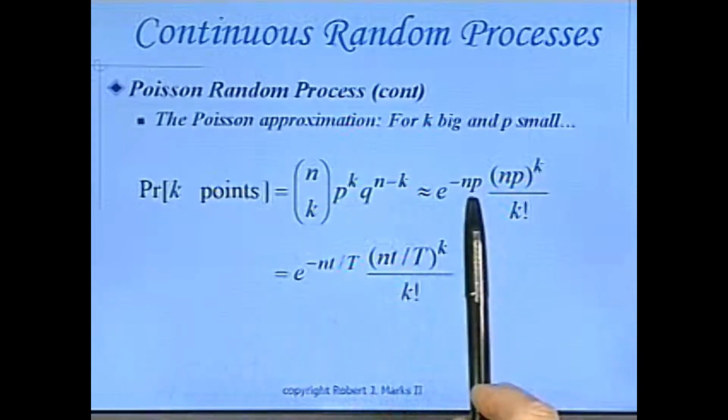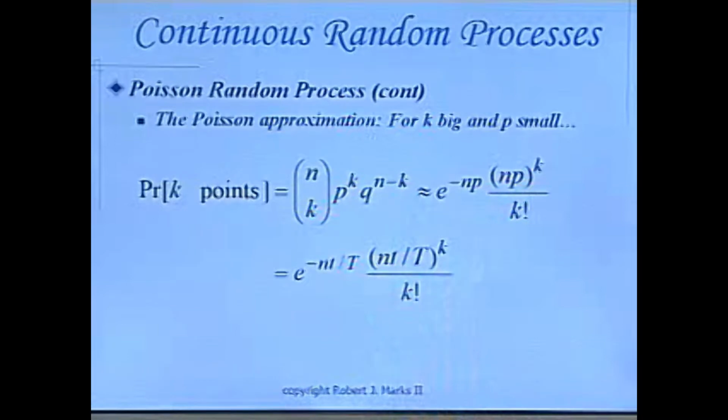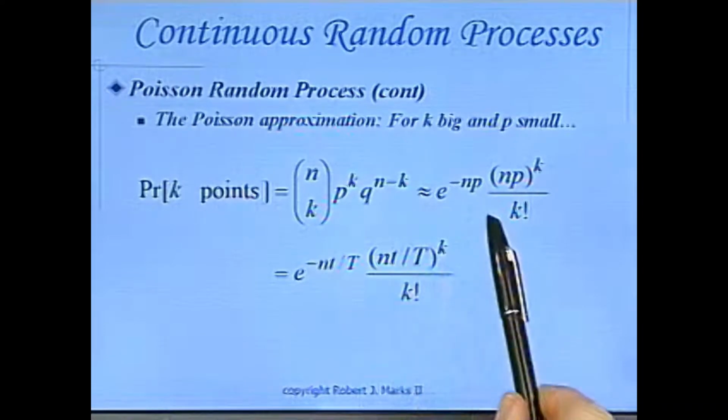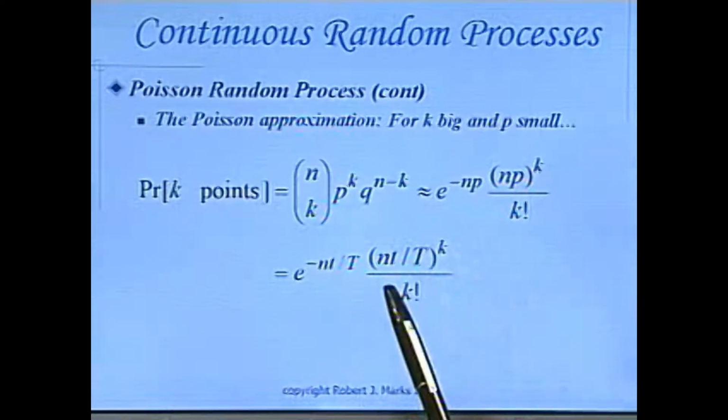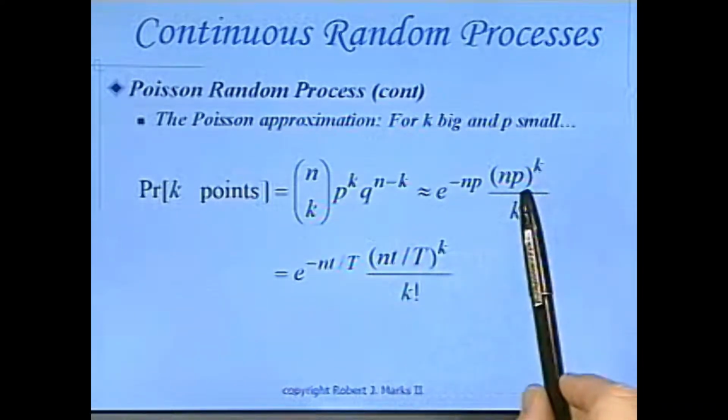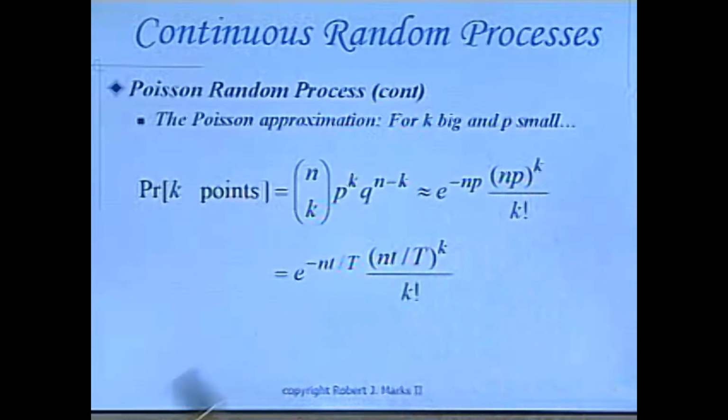Now, what's the probability of success? We said it was the ratio of the small interval to the big interval, little t over big t. So what we do in this expression from here to here is we simply take every place there's a p and replace it by little t over big t. Then we get this Poisson approximation that we have here.